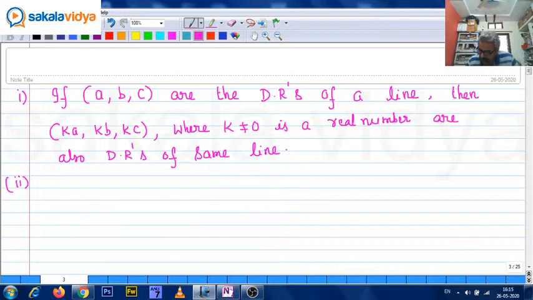Sir, why is square root of x equal to mod x? Okay, I will explain. Definitely I will explain later. I will keep in mind, Quadri, definitely I will explain.